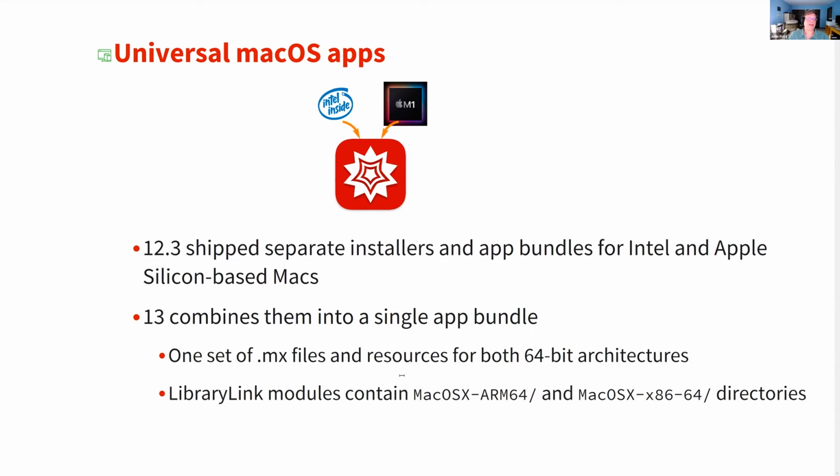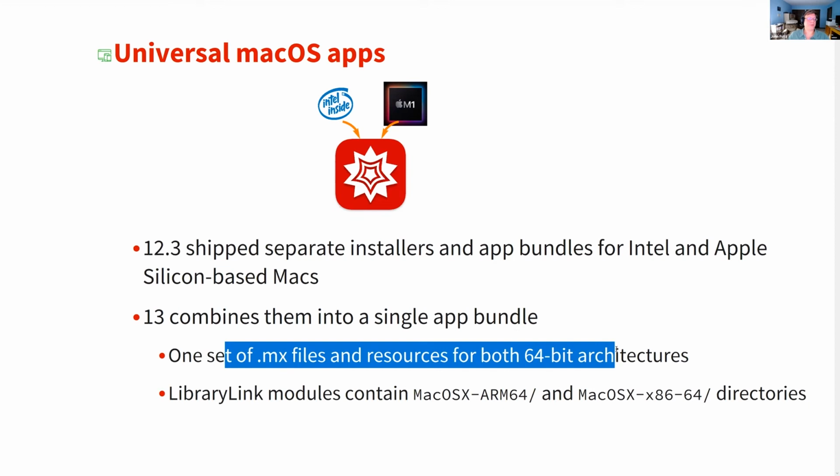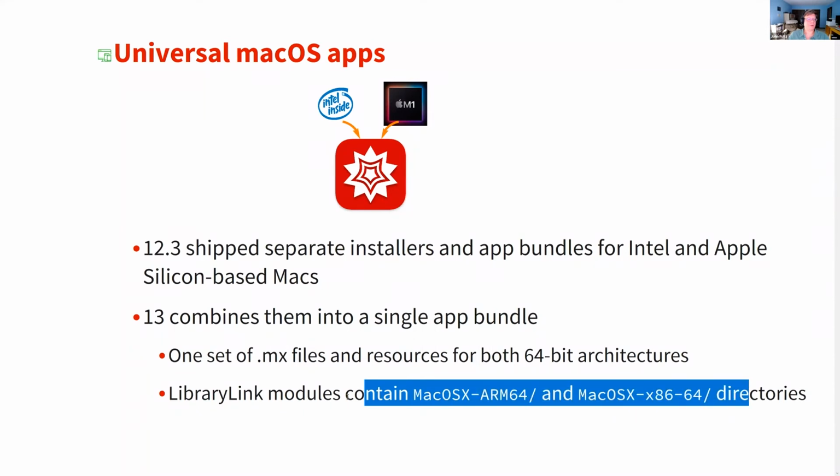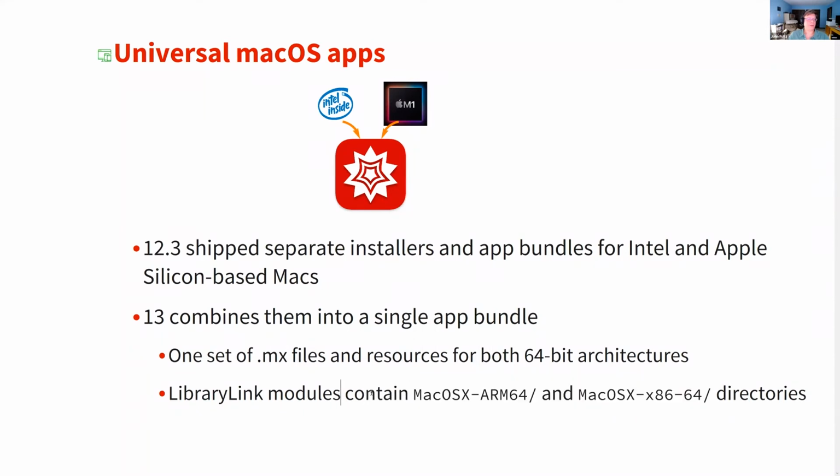There's a lot of overlap between the two. Obviously, some of the binaries are different, but for example, the MX files and layout are all shared because MX files are common for 64-bit architectures. There are some fat binaries, and LibraryLink modules have special directories. If you're building a LibraryLink module, you might want to be aware of this, that you can create your own thing with different libraries for different products.